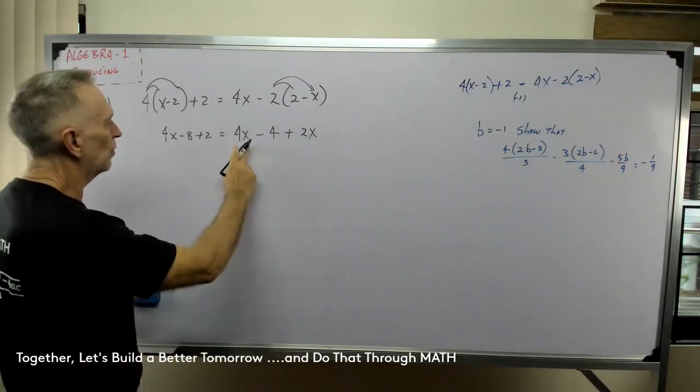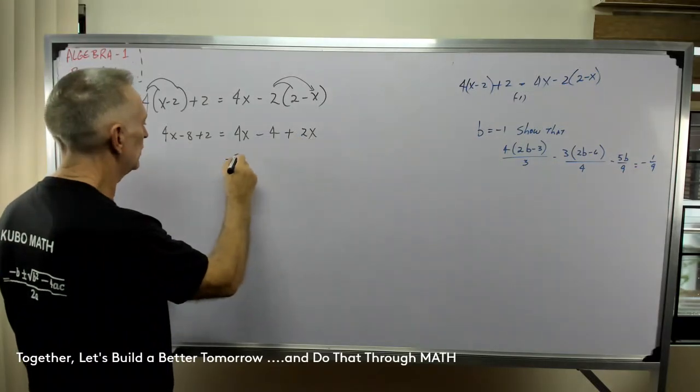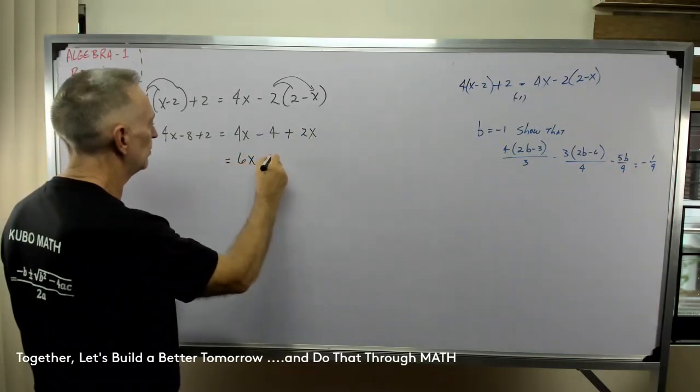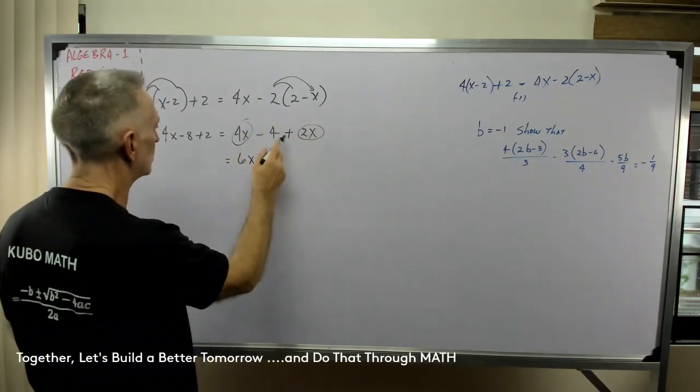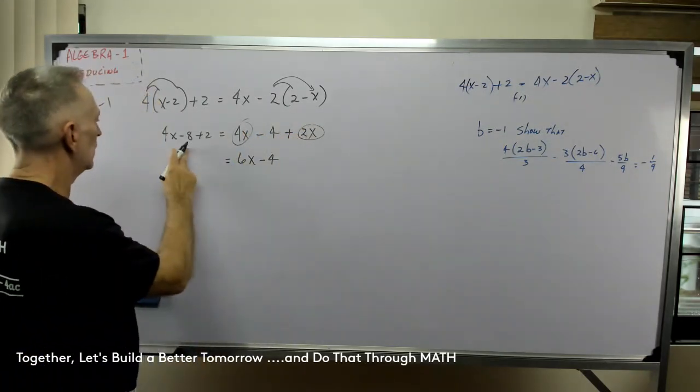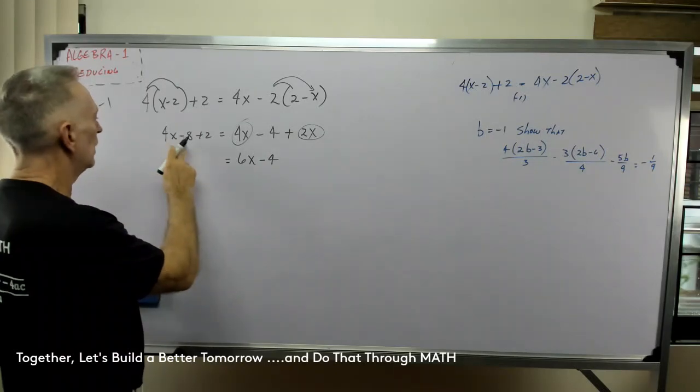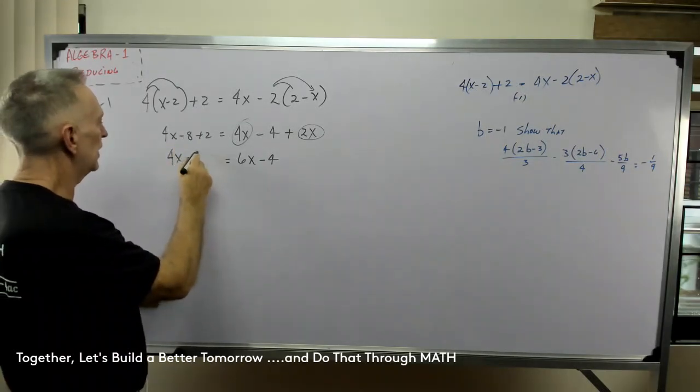Well, we have 4x plus 2x. We know that's 6x minus 4. So we dealt with this term and that term. So minus 4. All right, 4x, a -8 plus 2 is a -6.